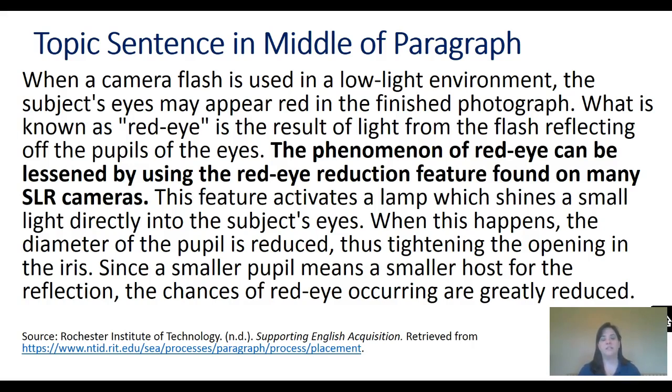So the topic sentence in this paragraph is the sentence in bold: the phenomenon of red eye can be lessened by using the red eye reduction feature found on many SLR cameras. And all of the sentences after that explain how the red eye reduction feature on the SLR camera reduces red eye. But the few sentences before the topic sentence are just used to introduce the topic, to explain what red eye is, and that's why the topic sentence is in the middle.